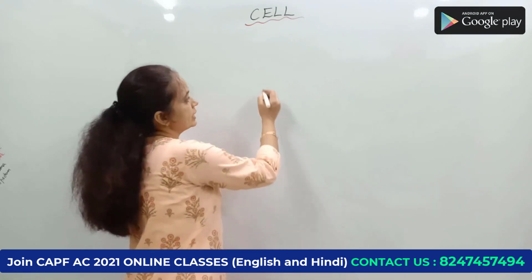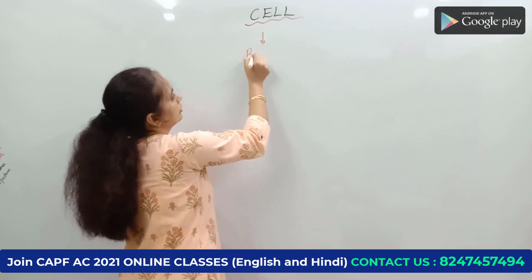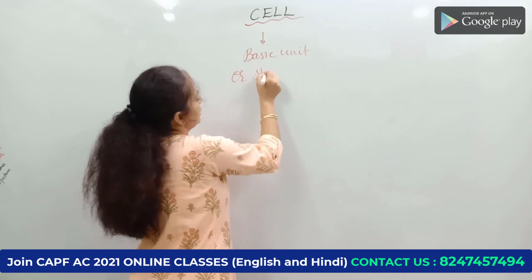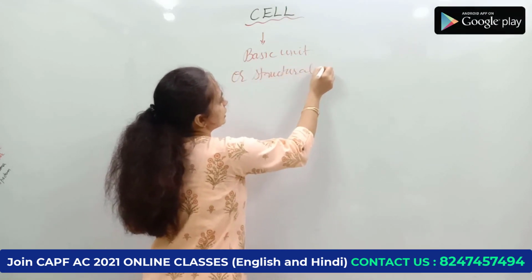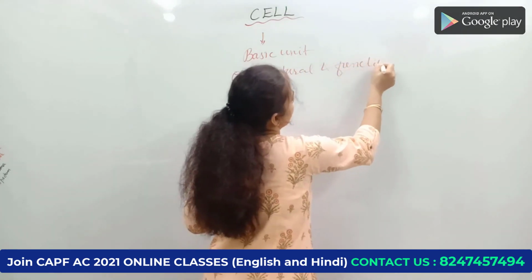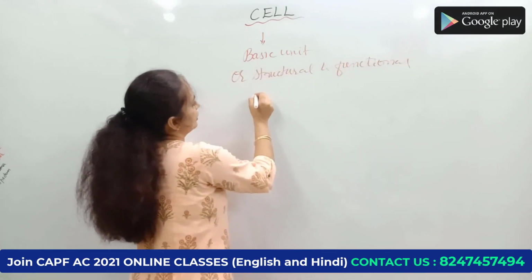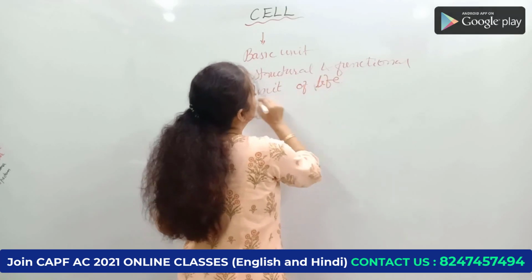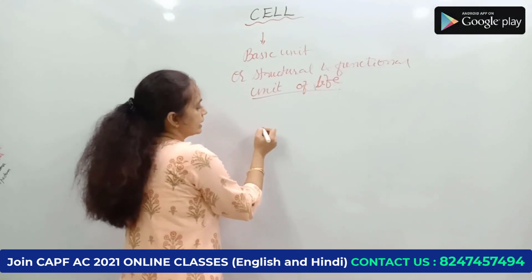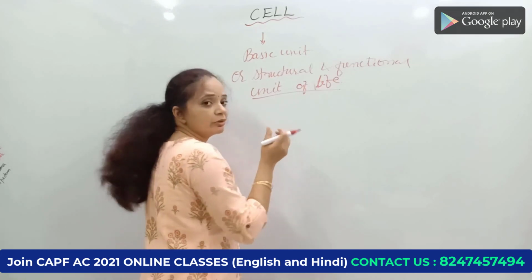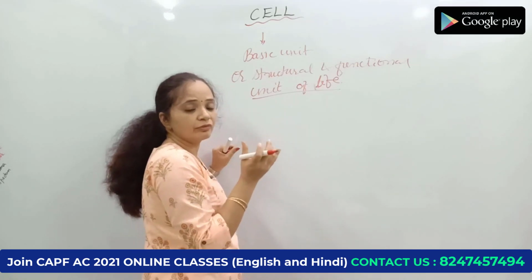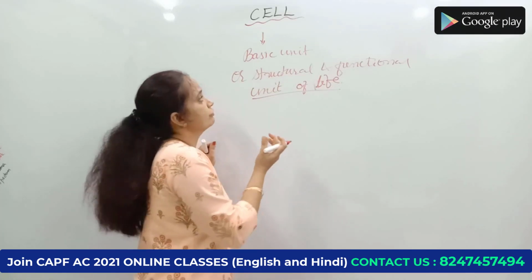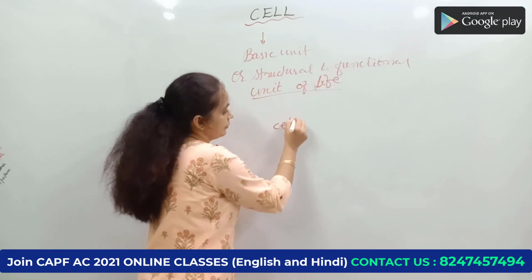Cell is a basic unit, or else called the structural and functional unit of life. Structural and functional unit of life. So cell is a building block. Like in non-living things we speak about the atom. Atom is the building block of anything. The same way, in living organisms, the building block is the cell.